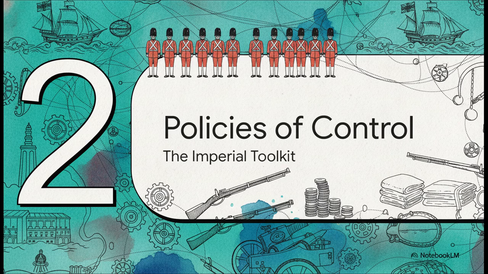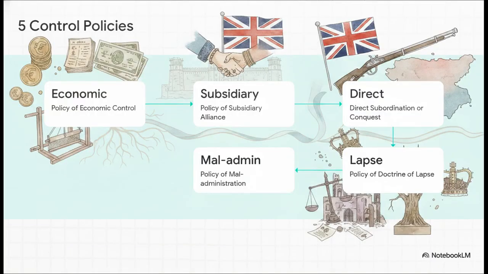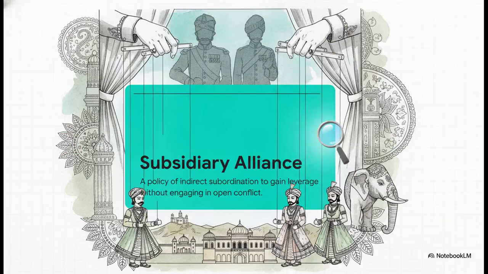Moving on to Section 2, the 5 policies of control, or what we can essentially call the imperial toolkit. What's really interesting here is that the British didn't just rely on one single method. They utilized a constantly evolving toolkit. Starting with that economic control we just talked about, they progressed through subsidiary alliances and direct subordination, eventually moving into the doctrine of Lapse and finally leveraging maladministration. Depending on the state and the political climate of the time, they could pull the exact right tool for any geopolitical job.